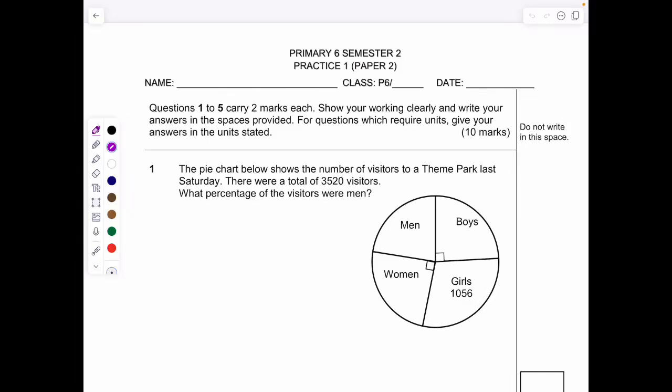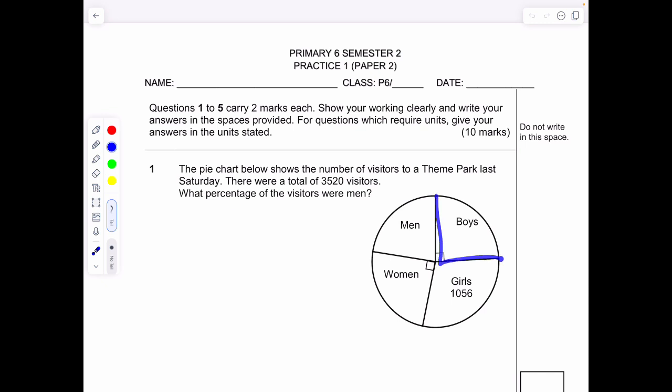At paper 2 for practice 1. First question. The pie chart below shows a number of visitors to a theme park last Saturday. There were a total of 3,520 visitors. What percentage of the visitors were men?